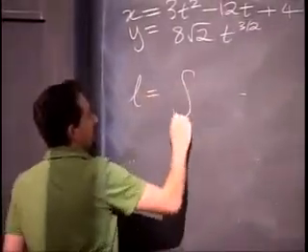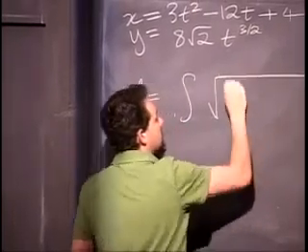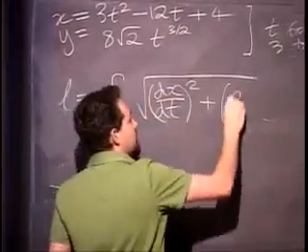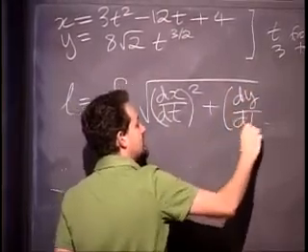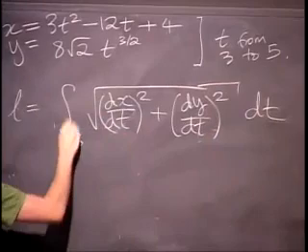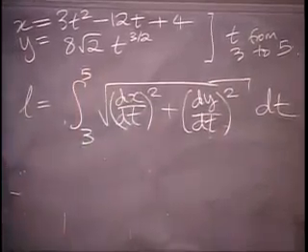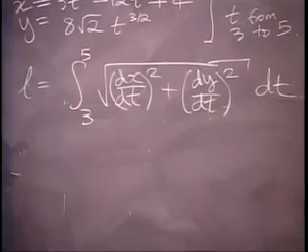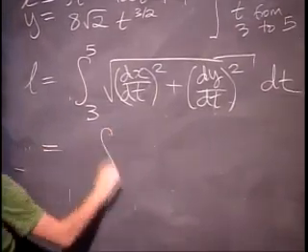Well, let's use the formula that I just wrote up. The arc length is the integral of dx dt all squared plus dy dt all squared, dt. And that's going to go from 3 to 5, because that is the domain of t. Okay, so what is this?